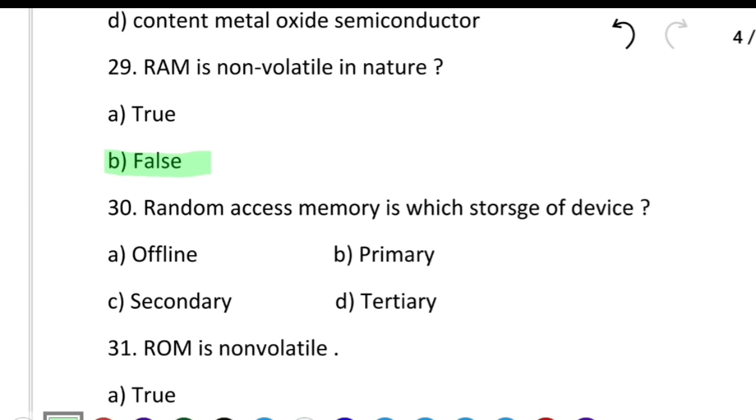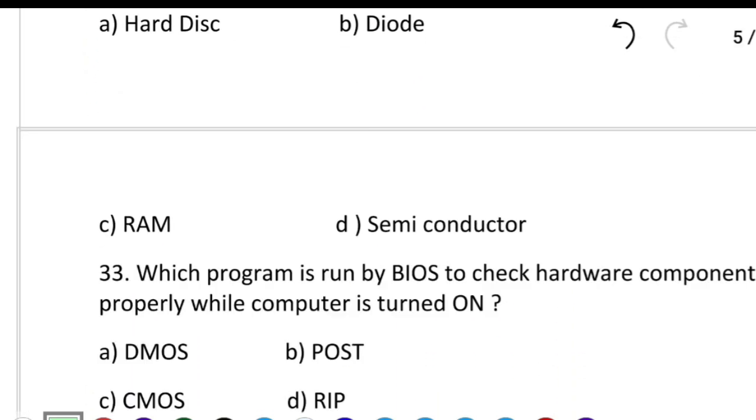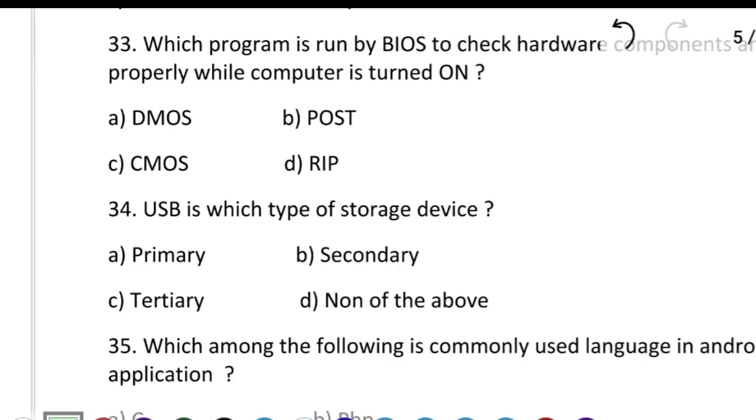Question number 30. Random access memory is which storage of device? Tertiary. Option D. Question number 31. ROM is non-volatile. True. Option A. Question number 32. Which among the following is a secondary storage device? Secondary storage device is hard disk. Option A. Question number 33. Which program is run by BIOS to check hardware components are working properly while computer is turned on? Option B. Post.